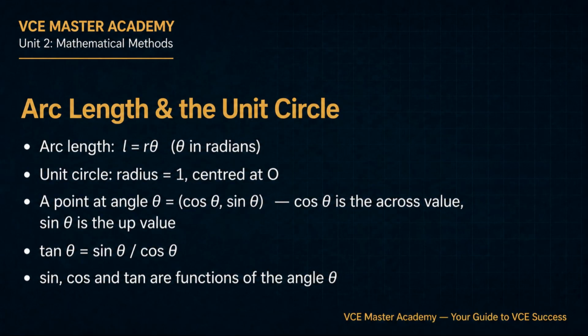First, arc length. The arc is just the curved piece of the edge of the circle. Its length is simply L equals R times theta, the radius times the angle in radians. Short and sweet. Second, the unit circle.